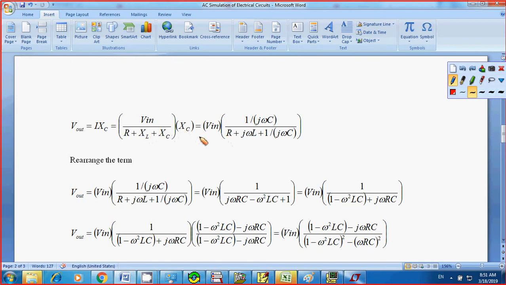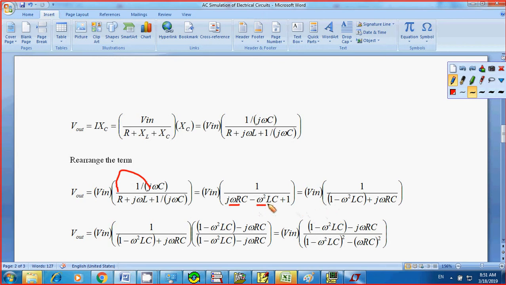And then you can plug it in: XC equals 1 over j omega C, R is still the same, XL is equal to j omega L, and XC equals 1 over j omega C. And you rearrange the terms, and then what you can do is simple math. This one is divided by j omega C, so you multiply by j omega C to R, and then j omega C multiplied by j omega L. You get negative omega squared LC, and then j omega C divided by j omega C gives you 1.